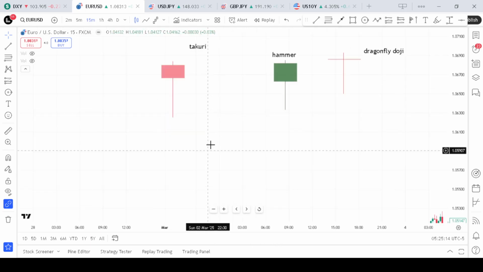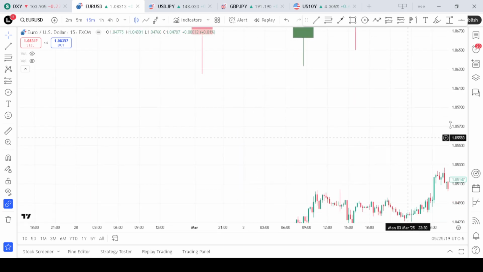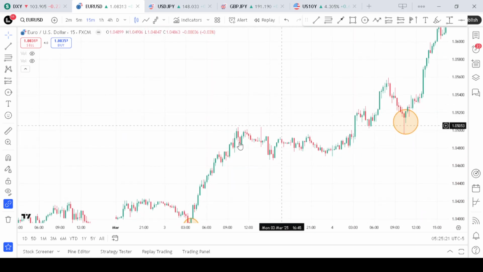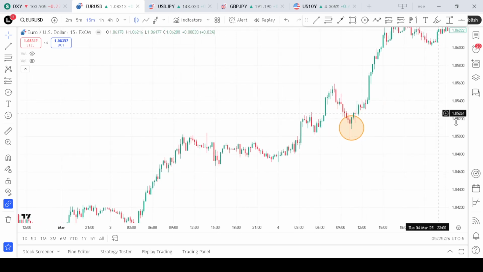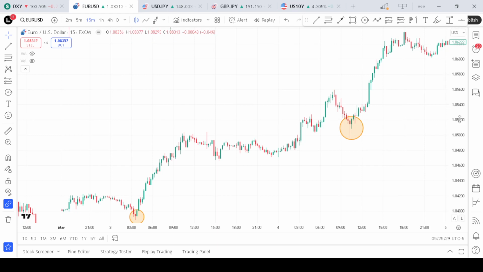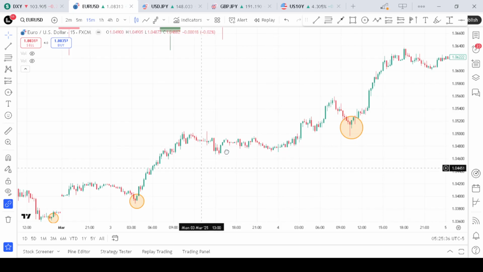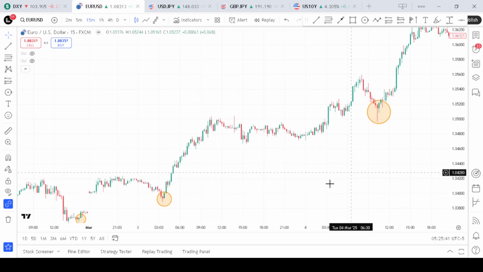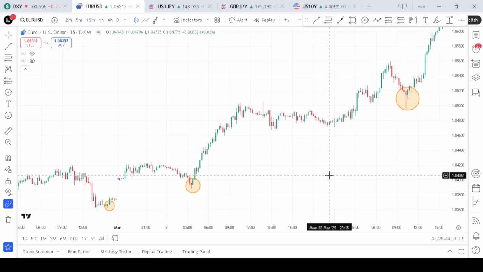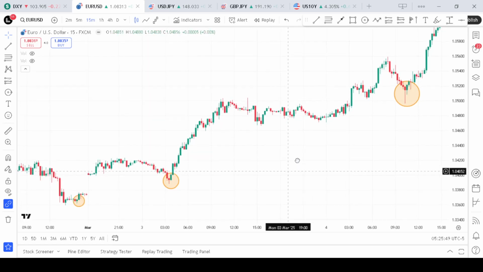How do we trade the Takuri candlestick pattern? Now let's focus on how we can actually trade the Takuri pattern effectively. I will share two distinct approaches: the bearish continuation strategy and the traditional bullish reversal strategy. Let's start with the bearish continuation setup, which might surprise many of you who thought that the Takuri is purely a bullish reversal signal.